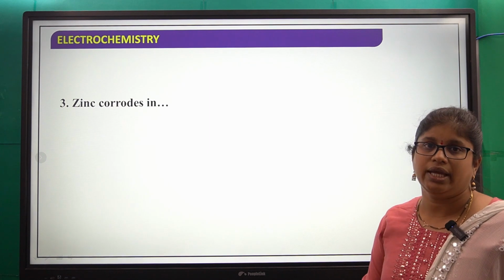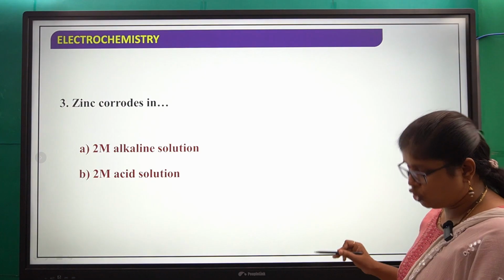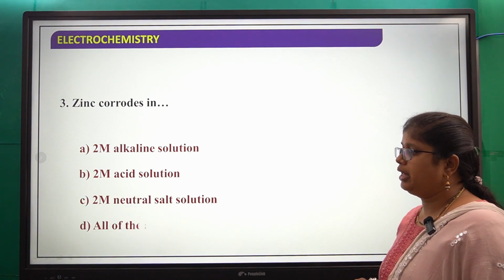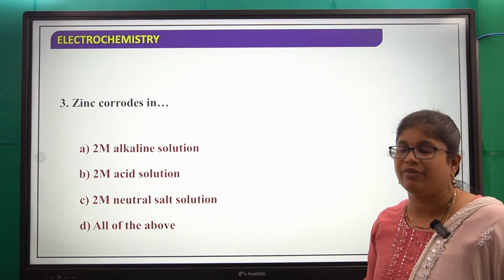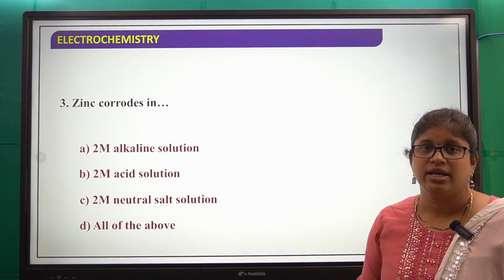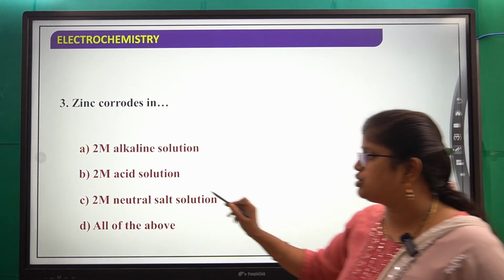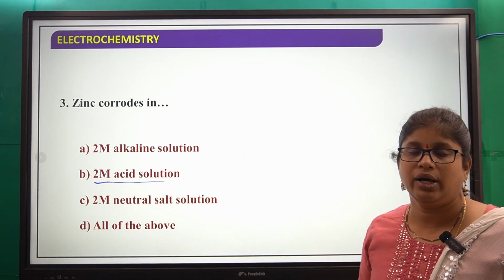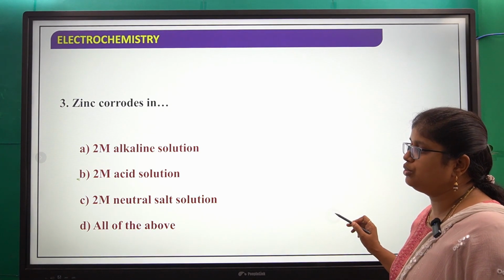Next, zinc corrodes in 2 molar alkaline solution, 2 molar acid solution, 2 molar neutral salt solution, or all of the above. Here 2 molar, M, indicates molarity, the concentration of that solution. I already told you it requires an acidic medium to corrode. So zinc corrodes in 2 molar acidic solution.